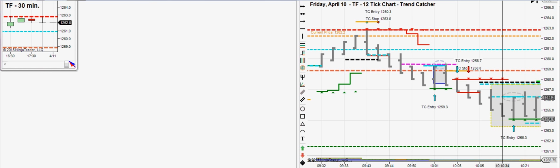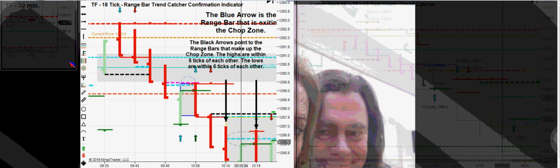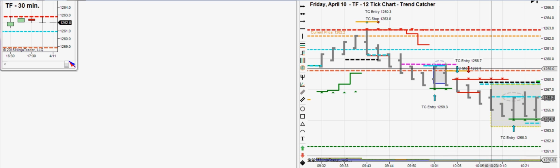Too many charts flickering. That's the problem with the camera, and I touched the charts that are on camera, and they just go crazy.